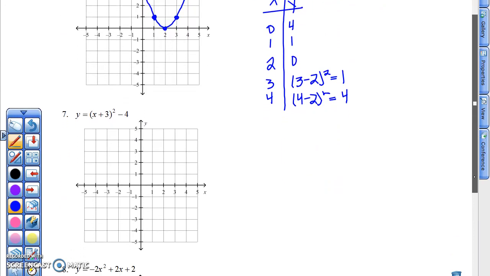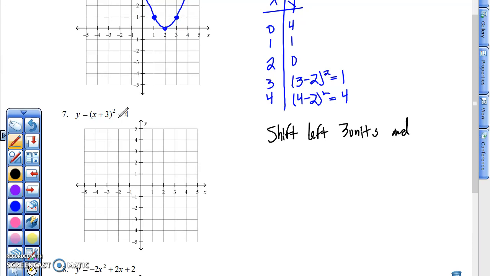Looking at 7, this problem changes because it has a 3 added with the x instead of subtraction. So this time that is a shift in the opposite direction. So instead of going right, we're going to go left 3 units. And it has a subtract 4 on the outside, so that would be a shift down 4 units, making the vertex left 3 down 4 occur at negative 3, negative 4.